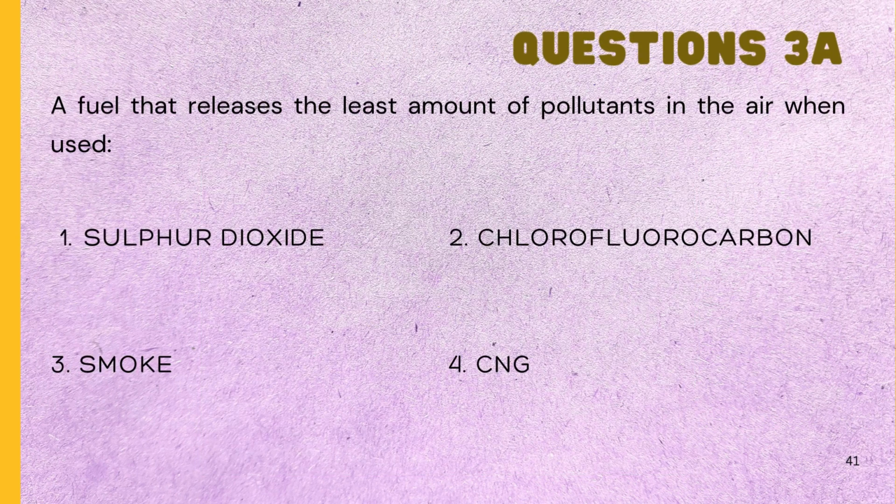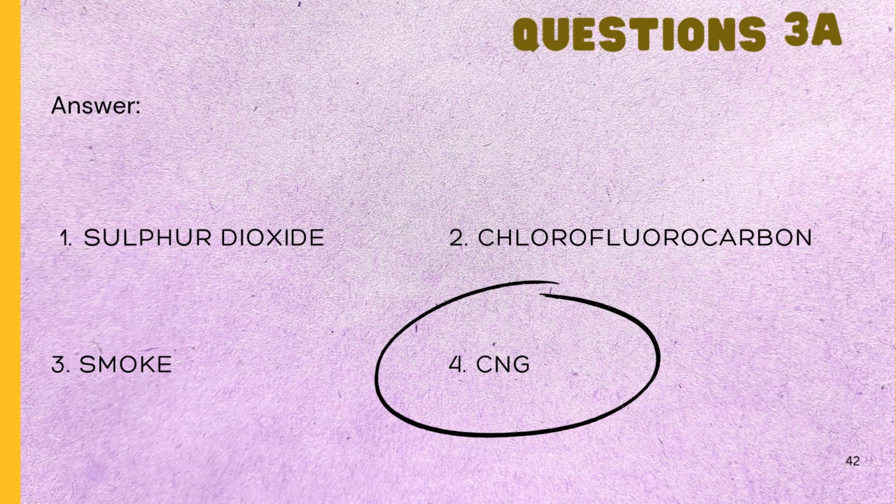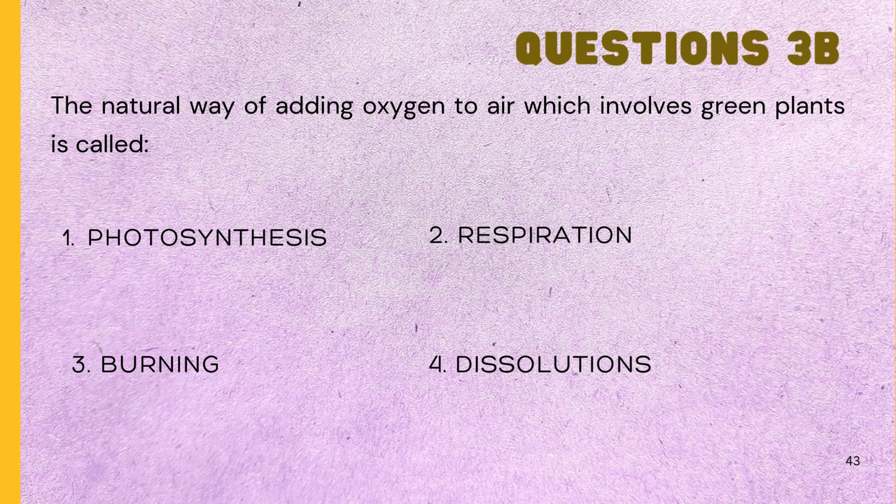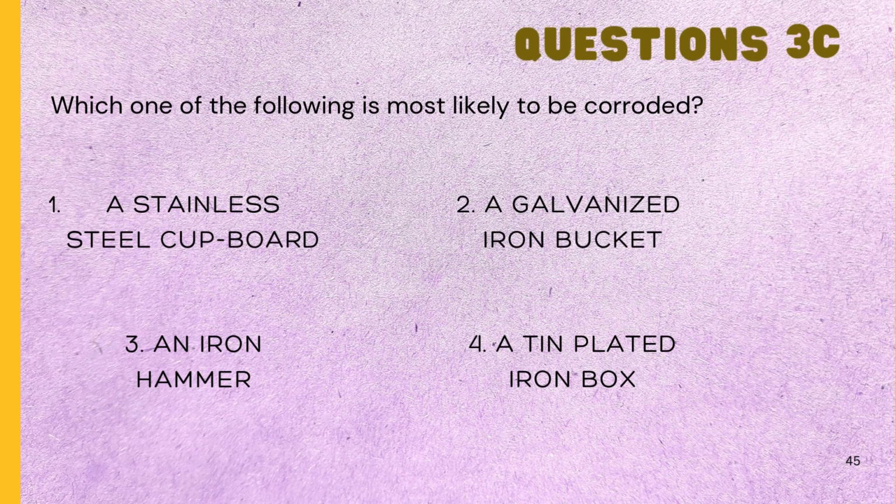Question 3a. A fuel that releases the least amount of pollutants in the air when used. The options are sulfur dioxide, chlorofluorocarbon, smoke, CNG. Correct option is CNG. Question 3b. The natural way of adding oxygen to the air, which involves green plants, is called photosynthesis, respiration, burning, dissolution. Correct option is photosynthesis.